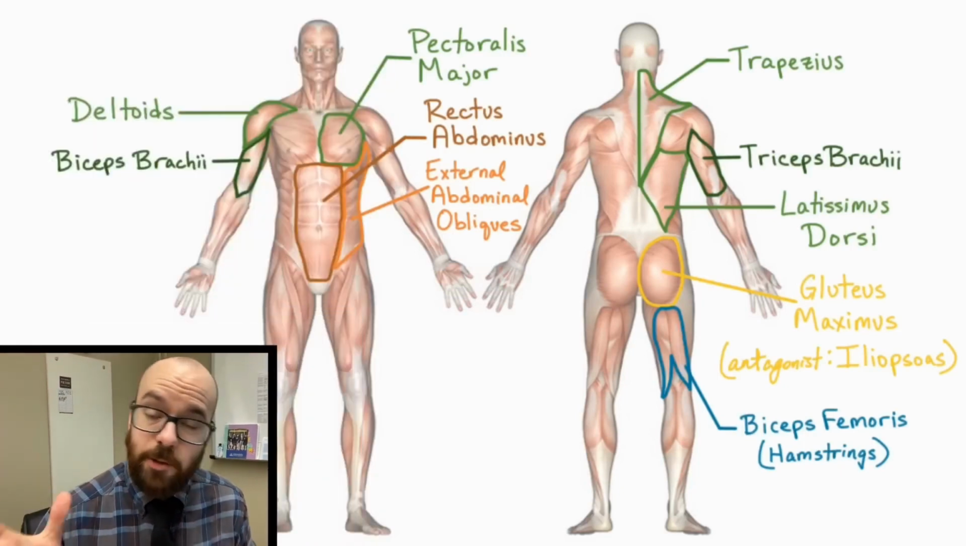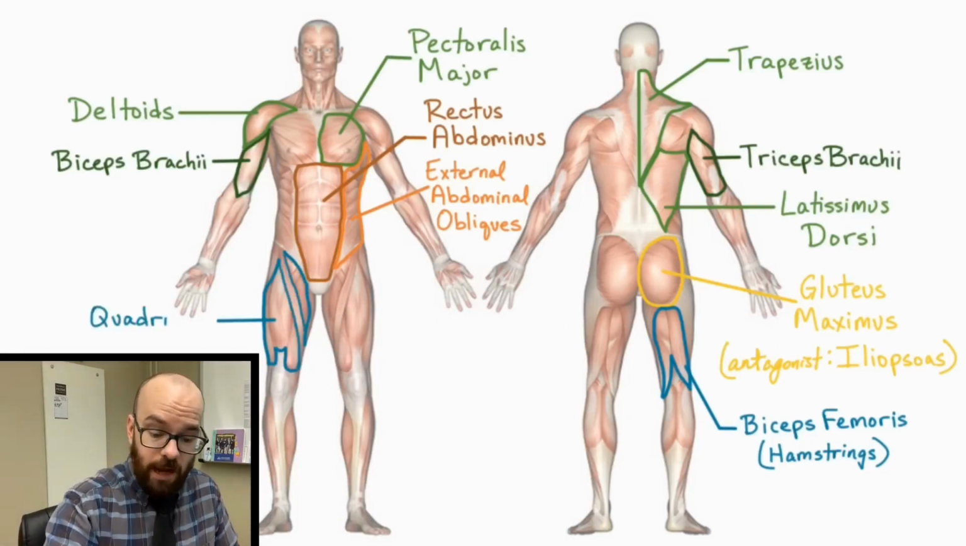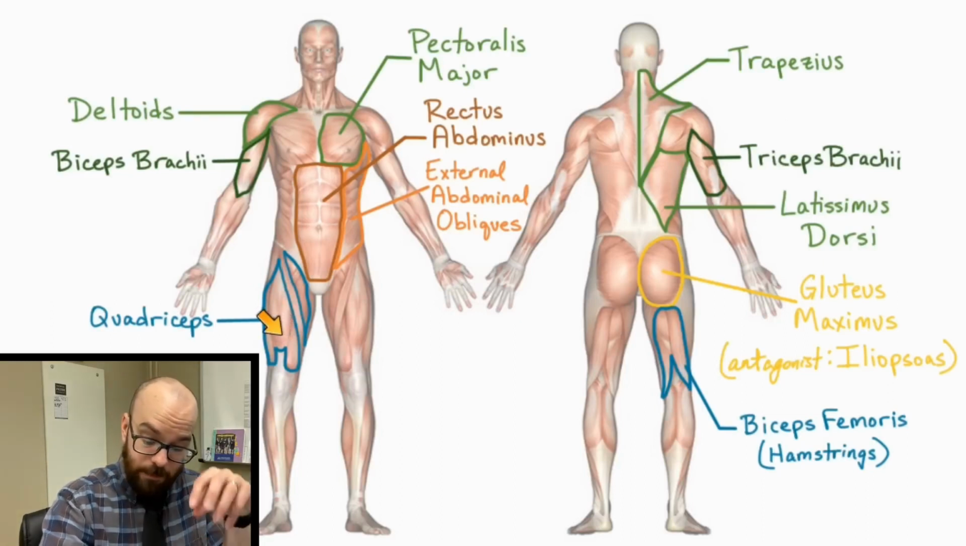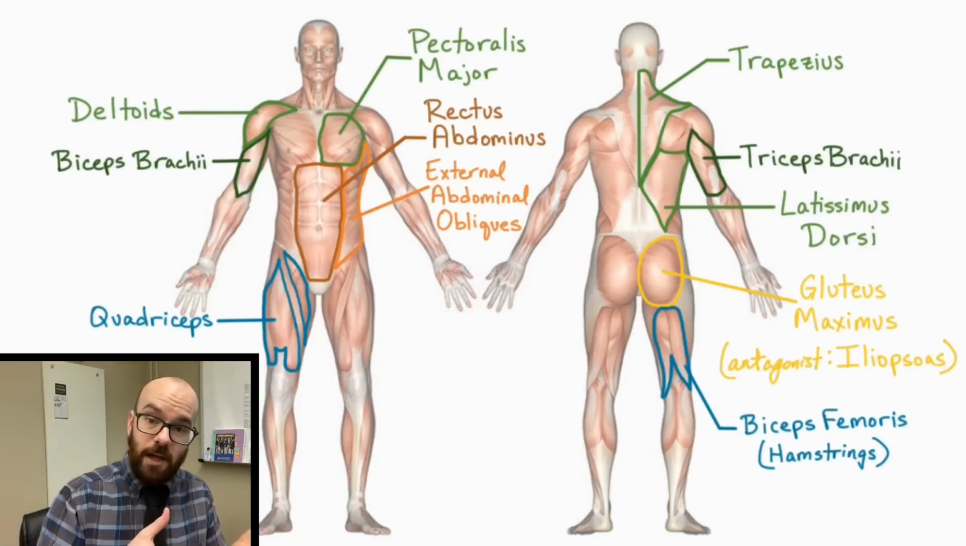The antagonists of the hamstrings or biceps femoris are the quadriceps. Now the quadriceps are really four muscles. We have the rectus femoris right here, the vastus lateralis down here, the vastus medialis, and between those, deep or underneath all of this, is the vastus intermedius. Those four muscles make up the quadriceps, or your quads.